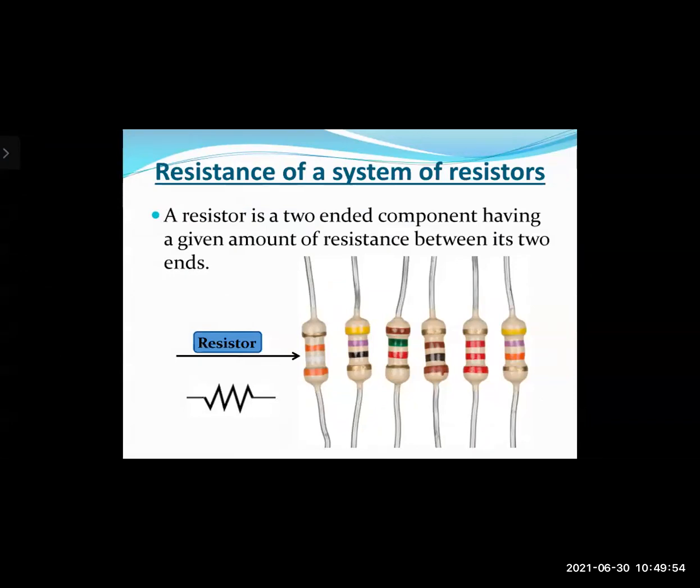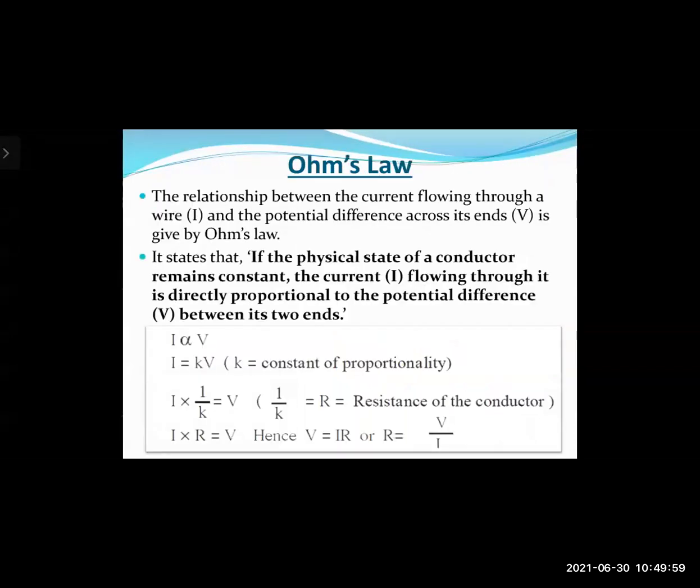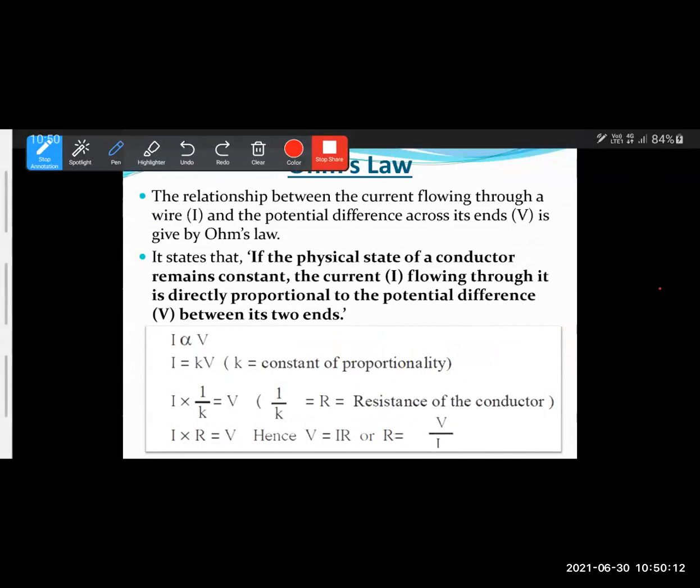Let us now go back to Ohm's law and try to understand what it is exactly. Ohm's law is one of the most important laws that we come across in the concept of current electricity. Ohm's law gives a relationship between the current flowing through the wire, that is I, and the potential difference across its ends, that is V. So Ohm's law gives you the relationship between I, the current flowing through the circuit, and V, the voltage across the two points in the circuit.